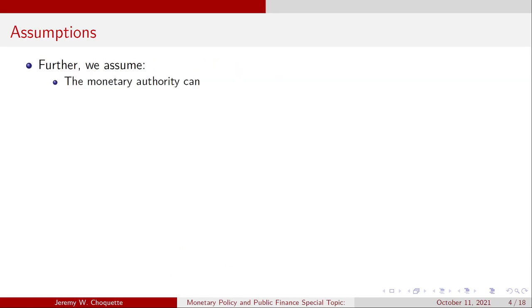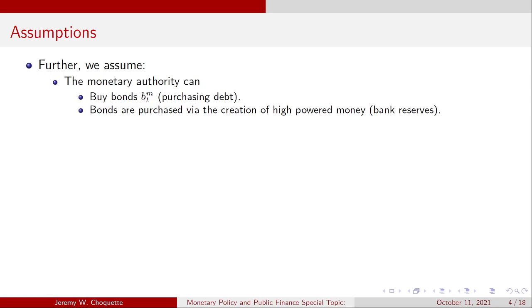All right. Furthermore, we assume that the monetary authority can buy bonds, so they can purchase government debt. Now, these bonds are purchased via the creation of what's known as high-powered money, right, bank reserves. It's also called seigniorage, and it's governed by this flow equation, this law of motion of money, right here. And it's basically telling us that we got 1 plus the inflation rate times the amount of money that we're going to print today minus the amount of money that's already been printed. So that's the creation of new money.